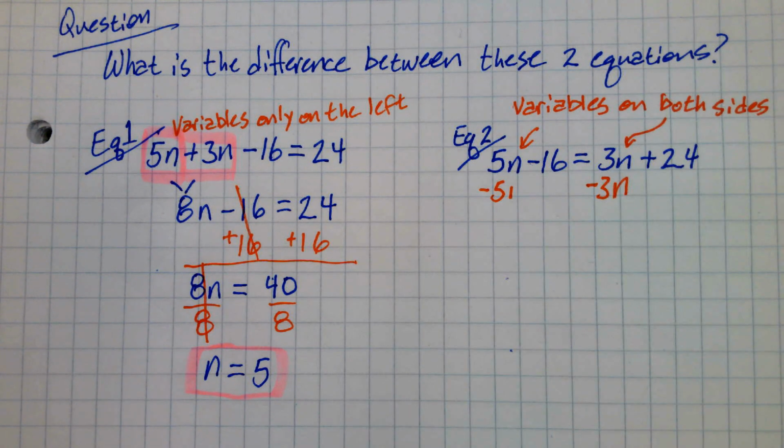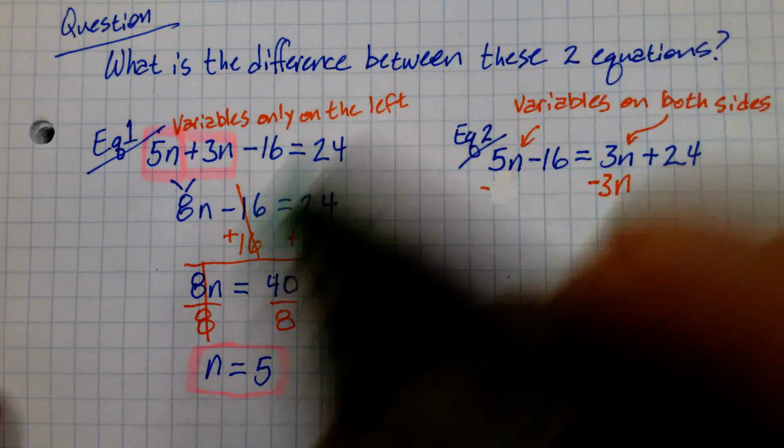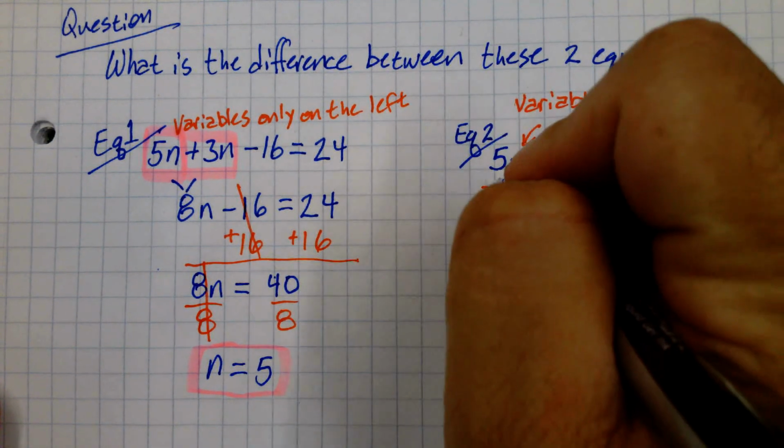Oops. Why did I write that? I should have. Let me try that again. 3n, minus 3n.